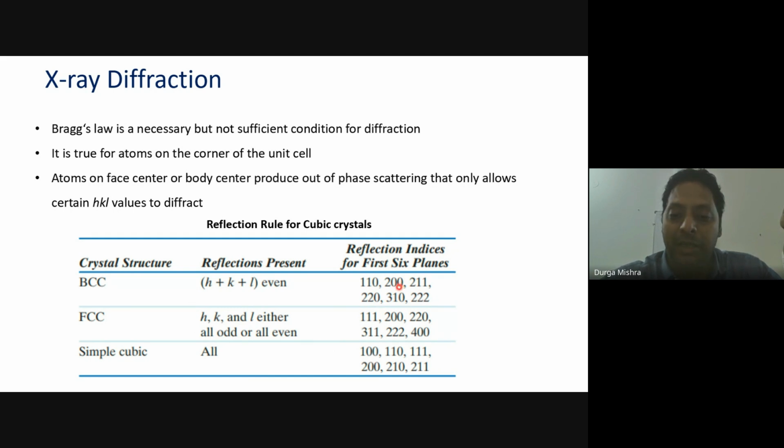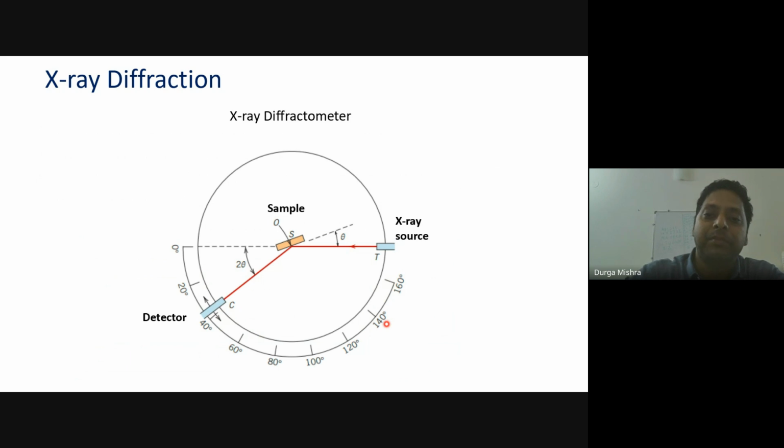200 is present in all FCC and BCC. Then 211, this is in BCC, but it is absent in FCC. So the presence of some of the HKL values will immediately tell you whether it is a BCC or an FCC crystal. So how do we measure it?